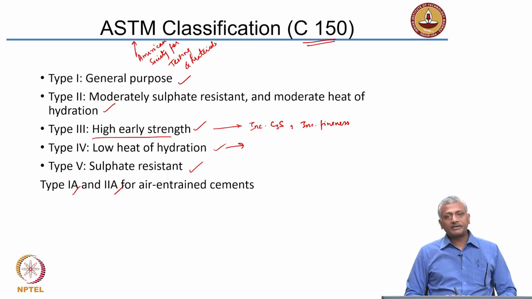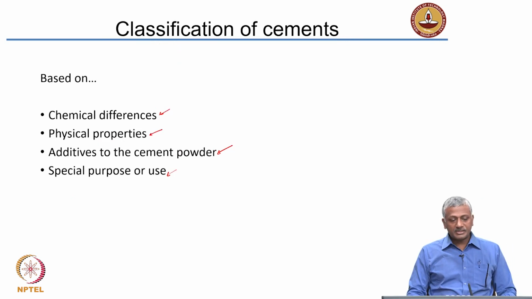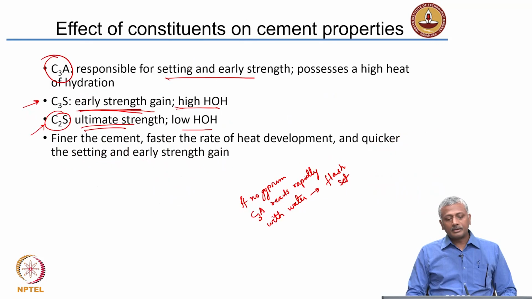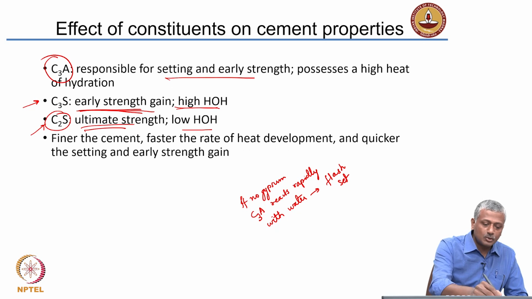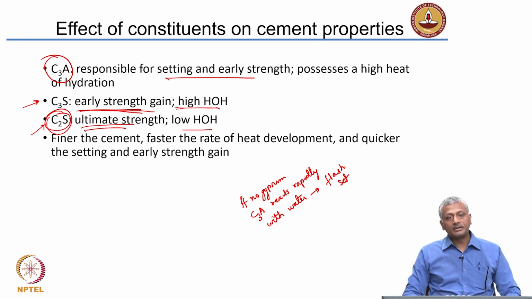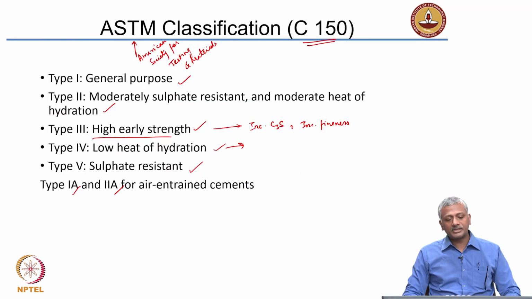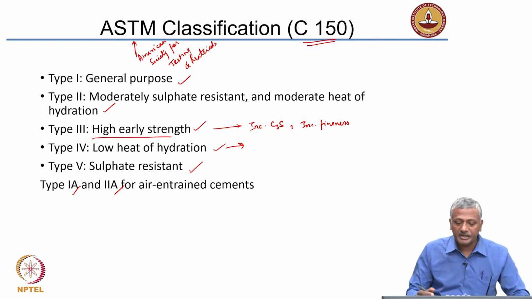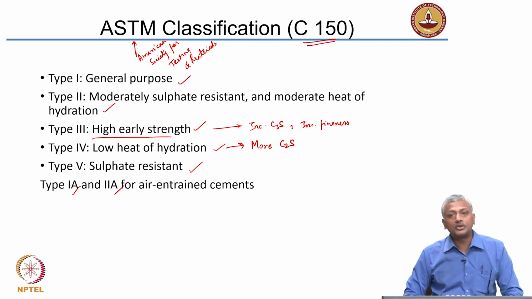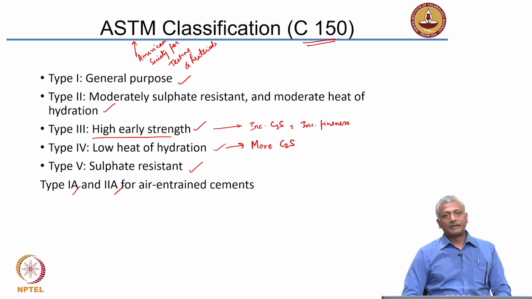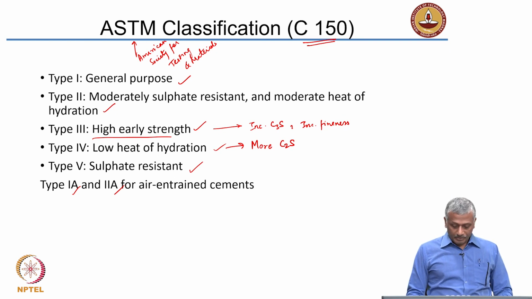What about low heat of hydration cement? We talked about the different cementitious compounds, right? And the one which had low heat of hydration was C2S. Okay. So C2S has low heat of hydration. So in a low heat of hydration cement, you will have more C2S as compared to general purpose cement. Okay. So this is how you actually look at producing different characteristics from the same set of compounds, right.